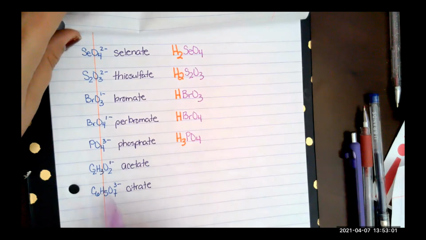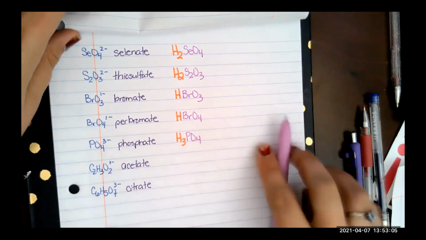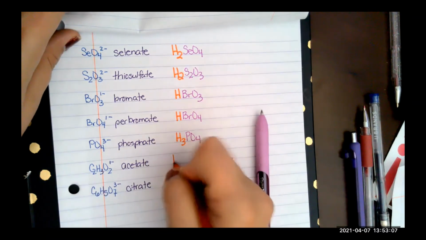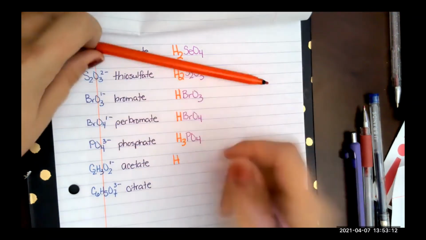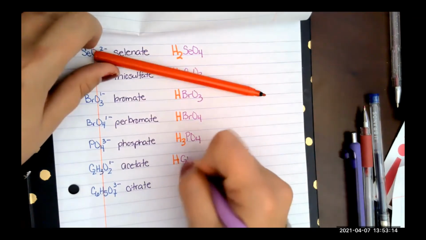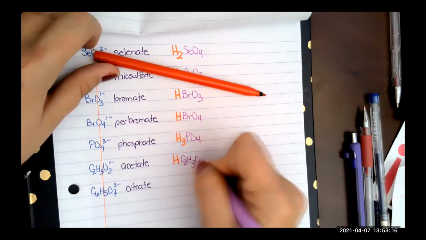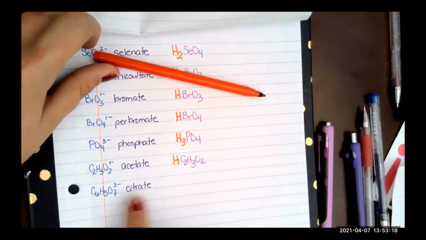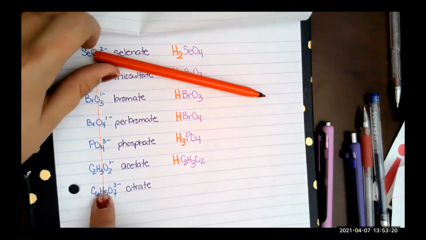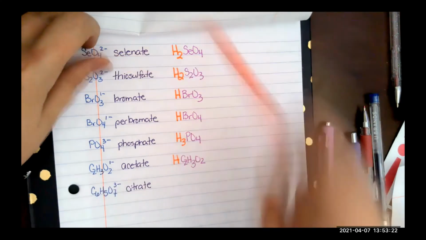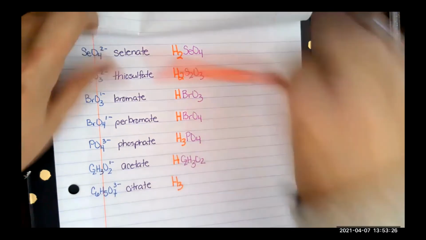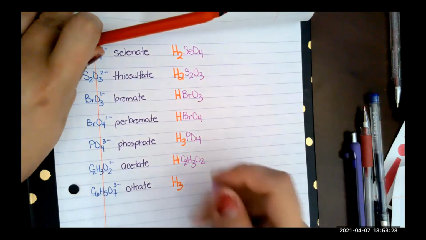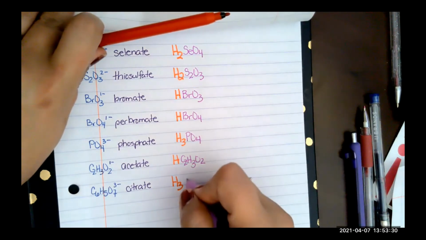For acetate, yes, it's a big compound, but you still only count the charge. So it's a charge of 1. So it's 1 hydrogen, and you're adding that to C2H3O2. And finally, for citrate, it's C6H5O7 with a charge of 3 minus. So you're adding 3 hydrogens out front, and then you write C6H5O7.